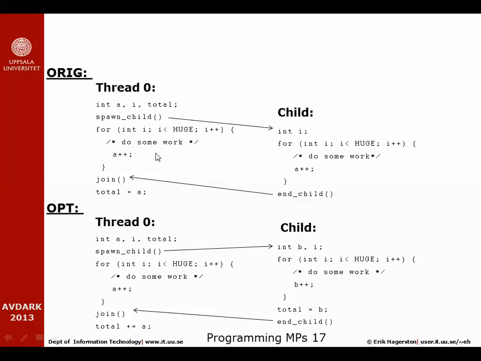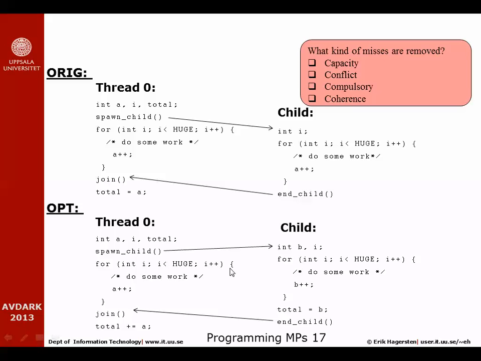A smarter way would have been to create a thread local variable B and increment that variable here, and at the end of that loop we set the global variable total to be equal to B. This thread over here will wait until the child has ended, and then right after that it will just add the value of A to total, and you will get the same result. So this would not create any coherence traffic, since now each thread would have its own local variable.